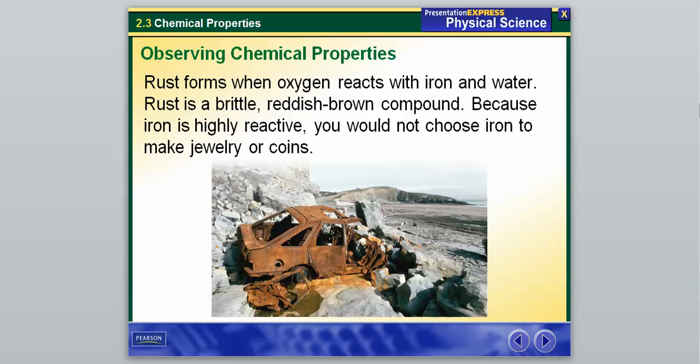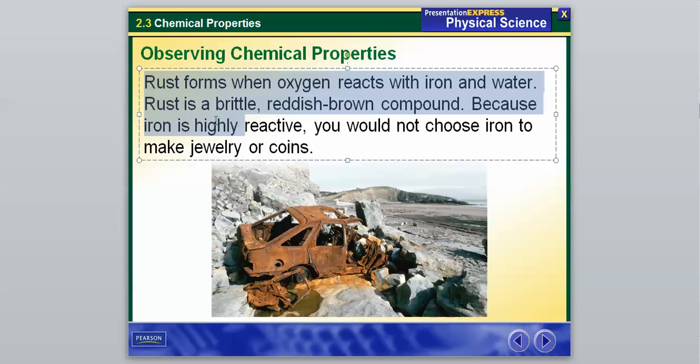Okay, so this is an example of reactivity, which is rust. Rust will form when oxygen reacts with iron and water. Rust is a brittle reddish-brown compound, and because iron is highly reactive, you would not choose iron to make jewelry or coins. Iron is strong, however it is highly reactive, so we wouldn't want to use it on things that are going to be passed around a lot. So rust, on any type of metal, is a chemical reaction that has occurred. Rust occurs when oxygen reacts with iron and water.